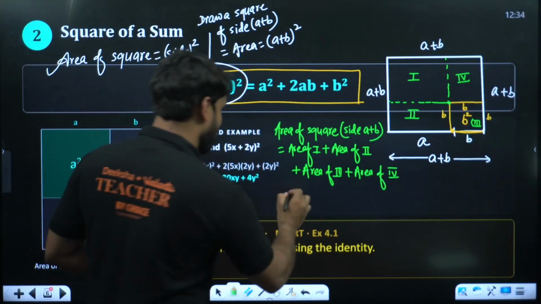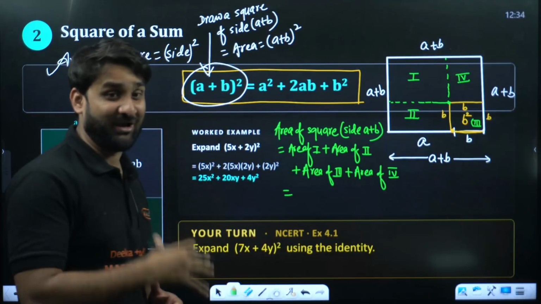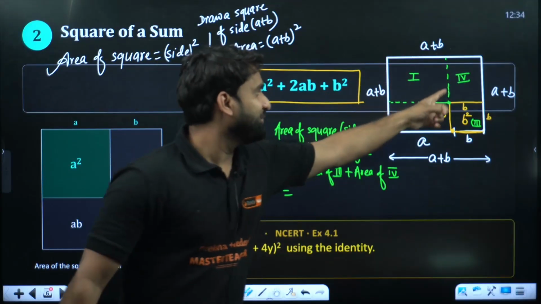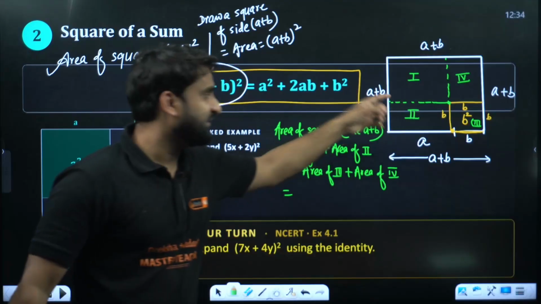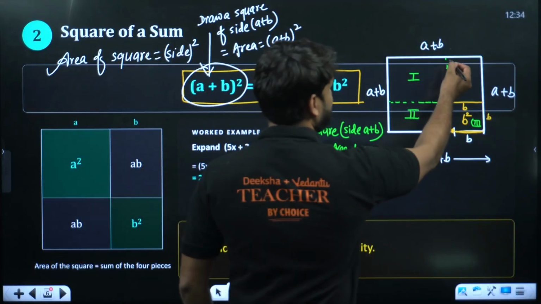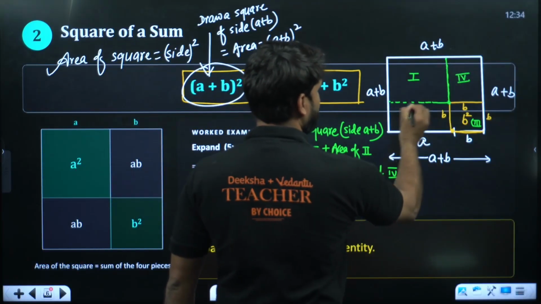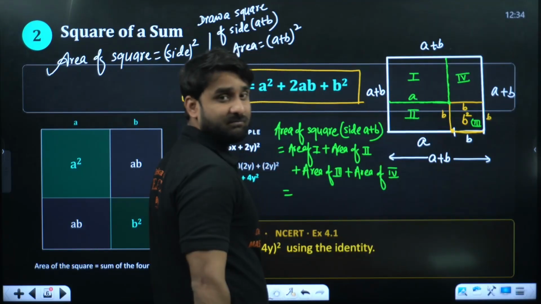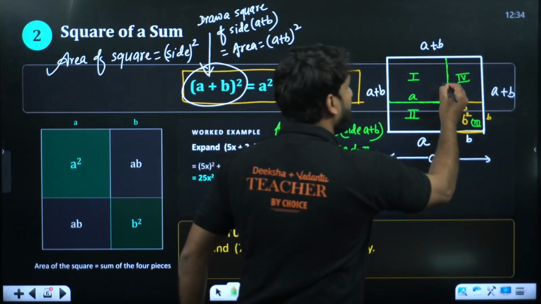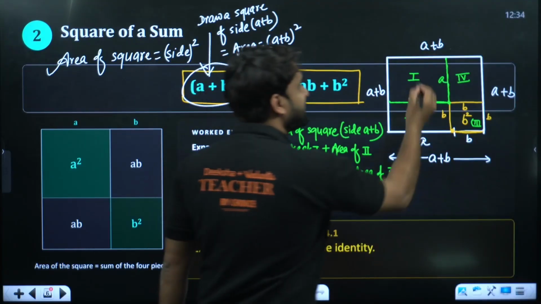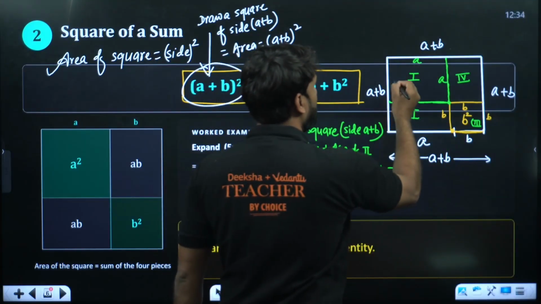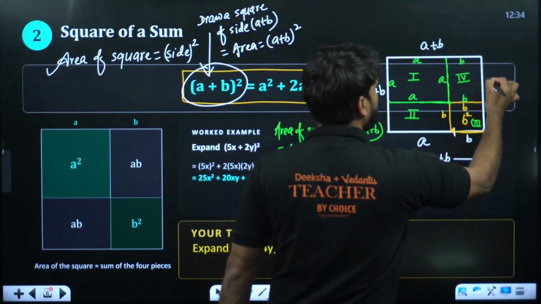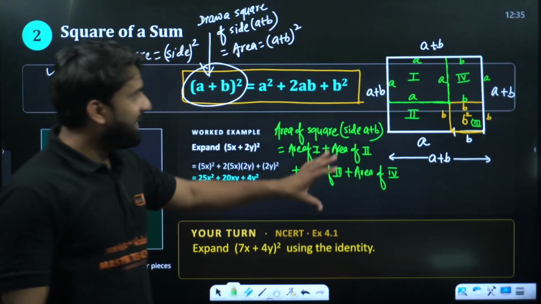Now the magic is about to come in front of you. Come on, champion. Area of first. Look at the first. Where is the first? This is the first. Can you see here? This first has this side and this side. This side is equal to a, because this is a, and this is also a. This is also a. And if this is a, then this will be b. This will be b, and this is a. I hope everything is clear to you all.